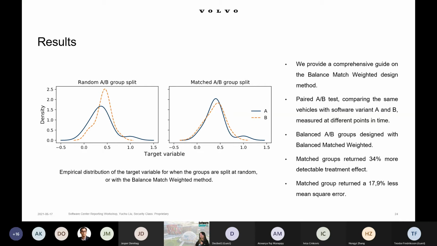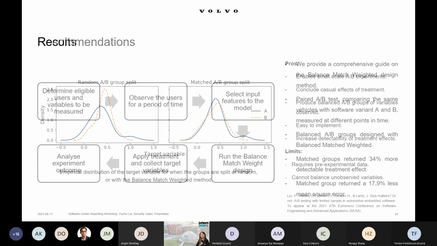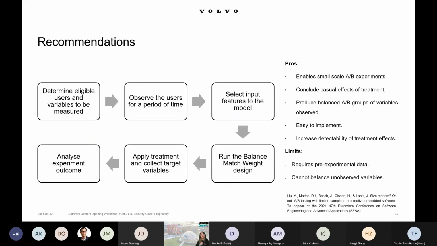And we have found a 34% more detectable treatment effect for the matched group in comparison to a paired group. We have also found almost 18% less mean square error for the matched groups. And so we recommend that you follow these 6 steps when applying the BMW method to a small sample group.